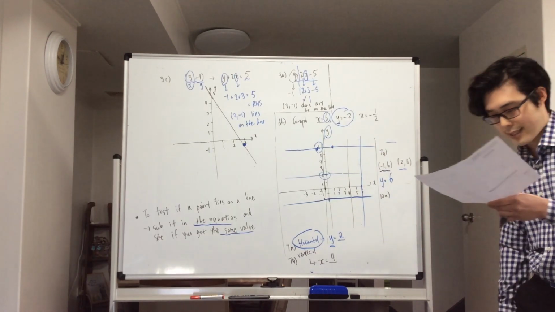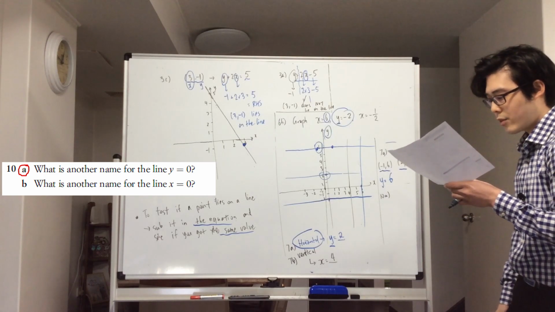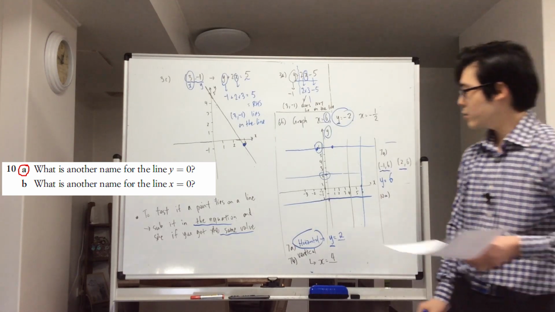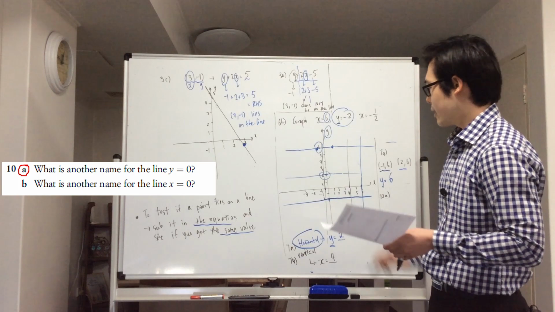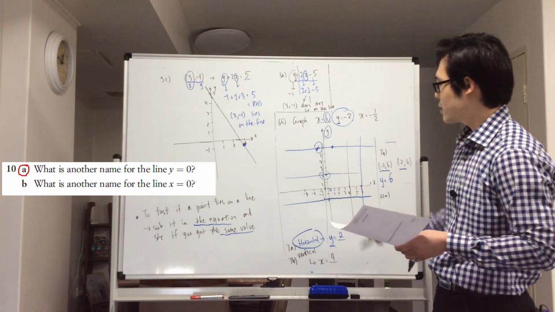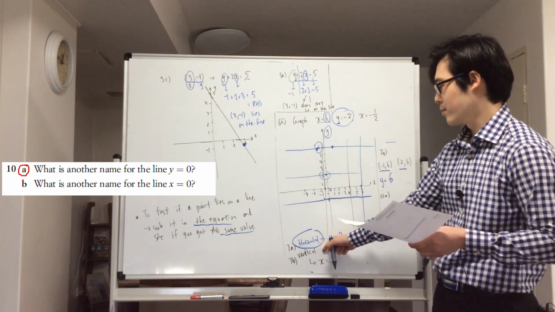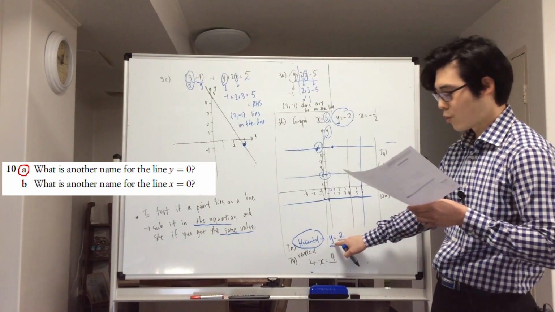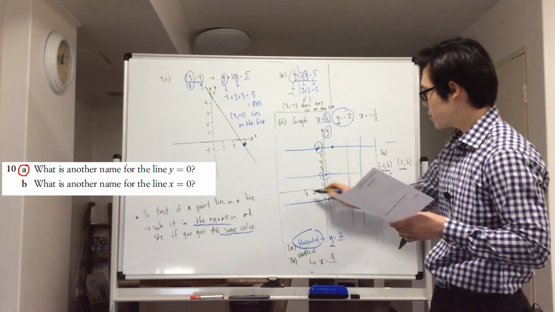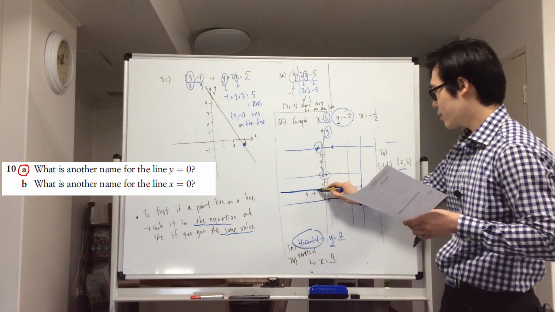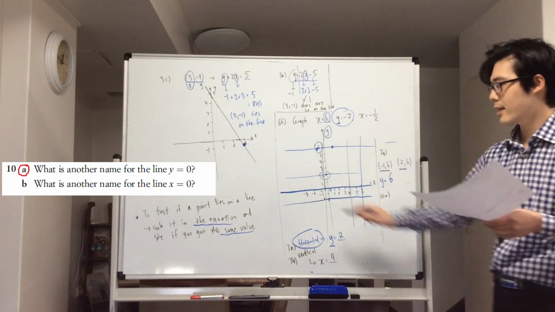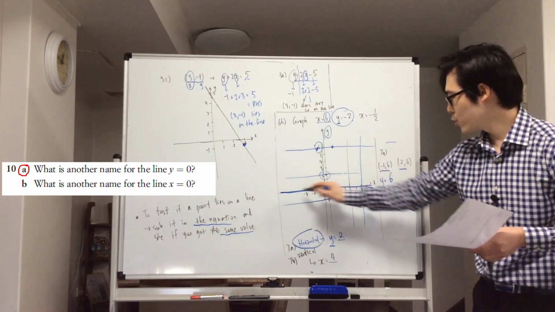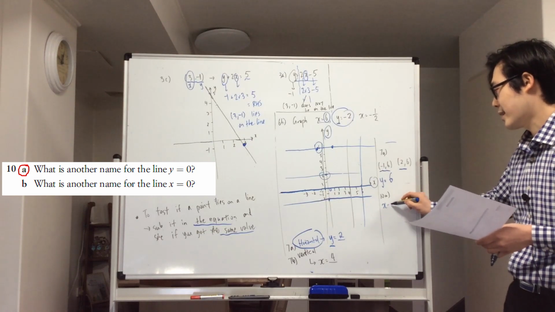All right. Lastly, 10a. What is another name for the line y equals to 0? Y equals to 0. What kind of graph is that? It means it has to go through 0. But if it's y equals, is it horizontal or vertical? Horizontal, because it says y equals. So if it's horizontal, that goes through y equals 0. What is another name for that? I've just drawn over the x-axis, so the answer is x-axis. Okay?